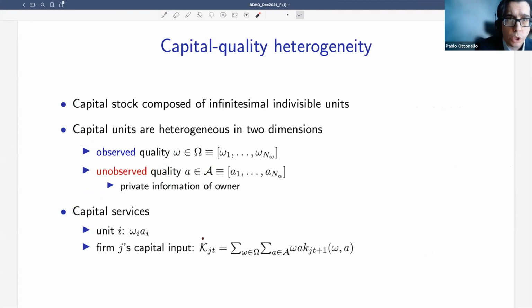Okay, so now let me start walking through the new ingredients of the model. The first is the heterogeneity in capital quality. We consider an economy in which the capital stock is composed of infinitesimal indivisible units. Each of these units is heterogeneous in 2 dimensions: its observed quality and its unobserved quality. Both of these qualities determine the capital service that a unit of capital provides, which is a product of these 2 qualities. The only difference between the 2 is that the unobserved quality is private information to the owner, whereas the observed quality is common knowledge. Capital of different qualities are perfect substitutes for firms in the capital services that they provide. As a consequence, the capital input of a firm j will be the sum of the mass of capital that the firm has of a given capital quality, summed across all possible qualities.